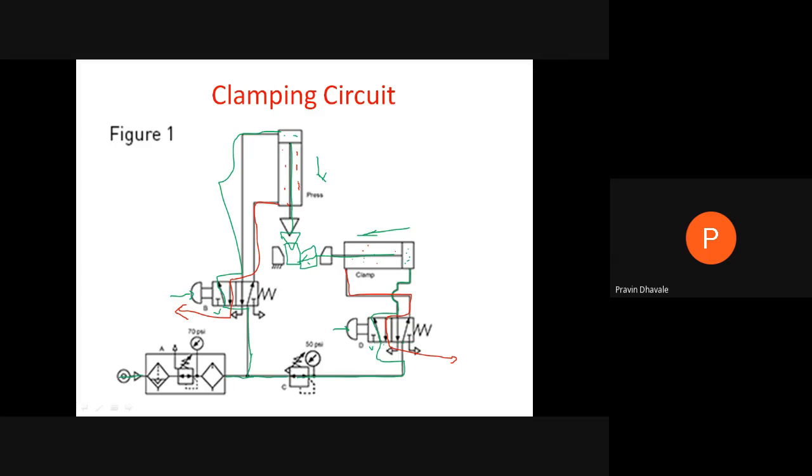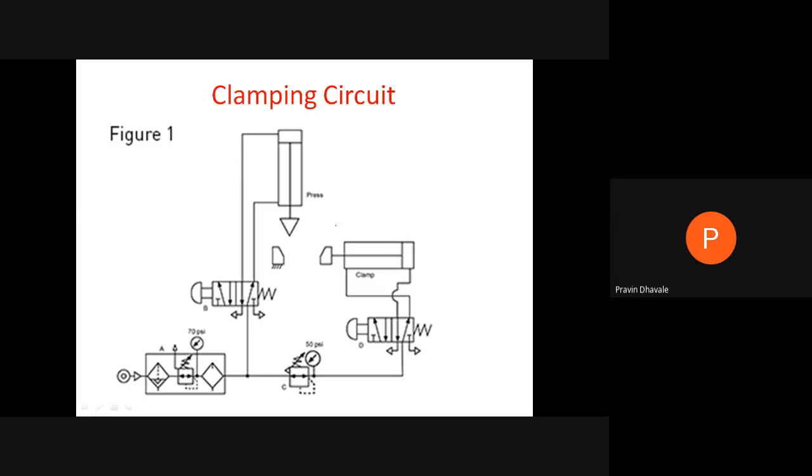In this way, the clamping of this object is to be carried out by using the clamping circuit. The object has to be clamped by the cylinder. Are you getting this? Is it clear? Yes, sir.